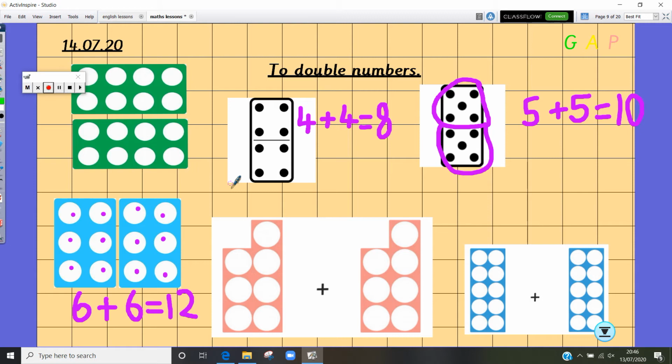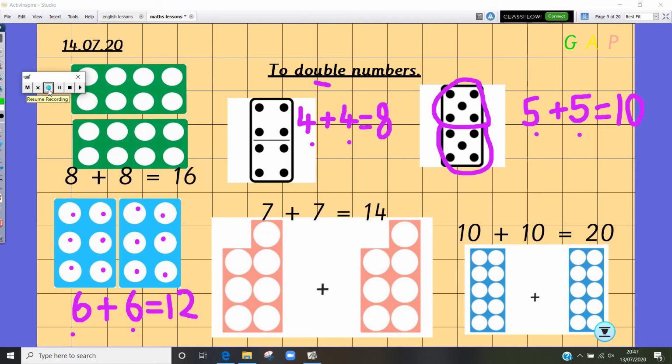So I'd like you to pause the video now and have a go at completing the green one up here for the Numicon, and the pink one here in the middle, and the blue one there at the side. So remember, when we are doubling numbers, we are adding the same number to itself. So 5 add 5, or 4 add 4, or 6 add 6. So pause the video now and have a go at those numbers.